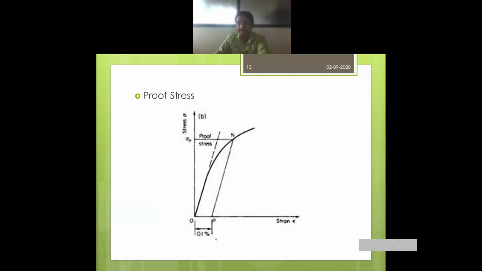Then I will take 0.1% of the strain. That means I will start from this point. I will keep a scale and draw a straight line which is parallel to this straight line.